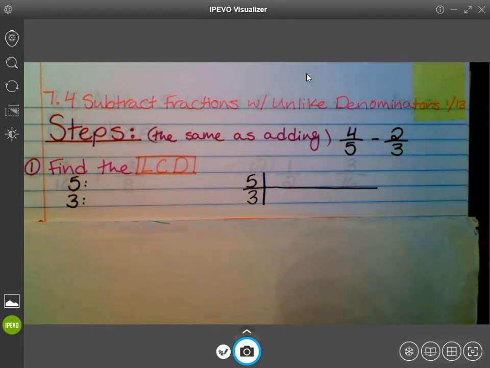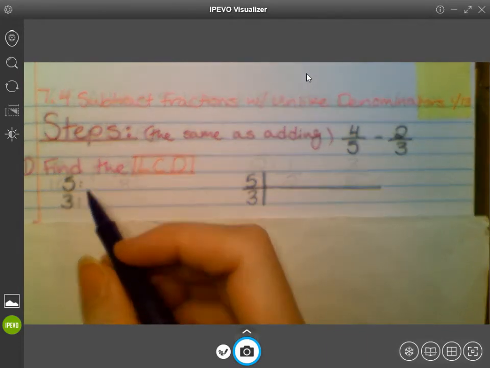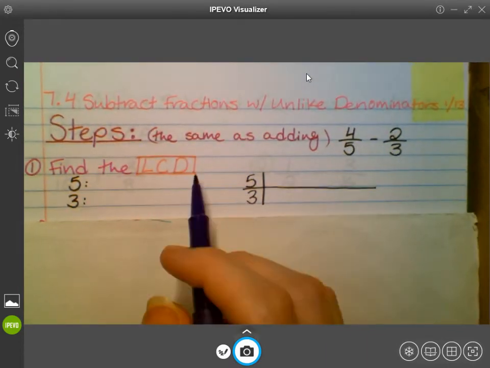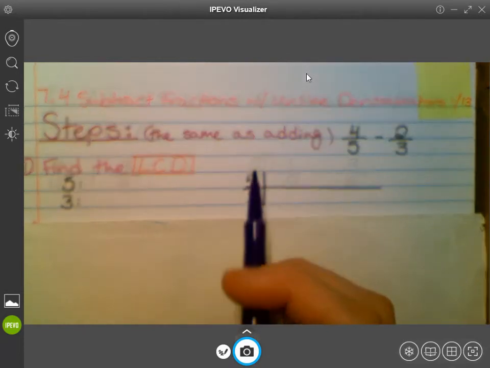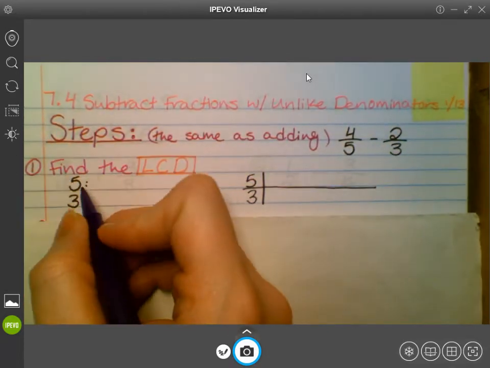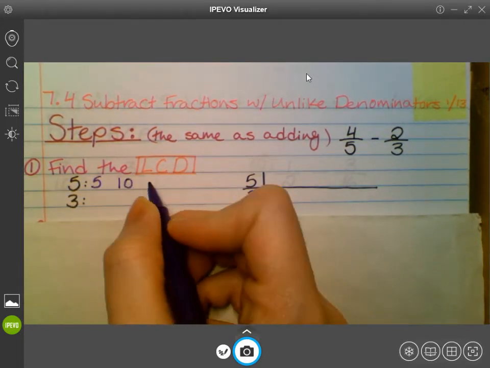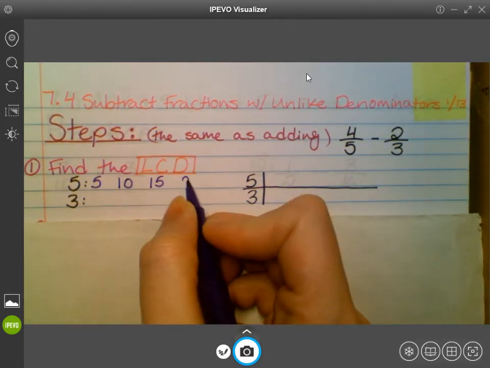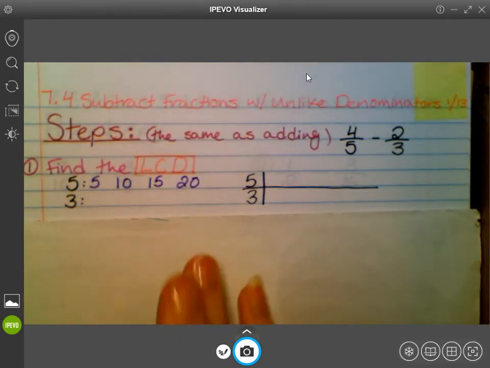Perfect. Okay, I'll use purple today. Okay, so I'm going to list my multiples over here. Again, you may have set it up to list your multiples like this, and that's totally okay. It's like a sideways T-chart. So I'm going to list my multiples of 5: 5, 10, 15, 20. I'm going to stop there because I think I'll be able to find something.